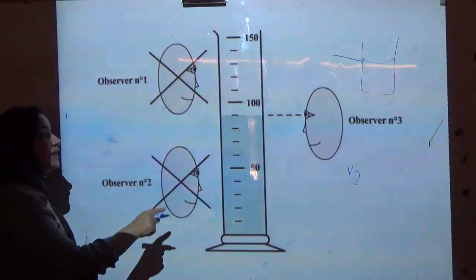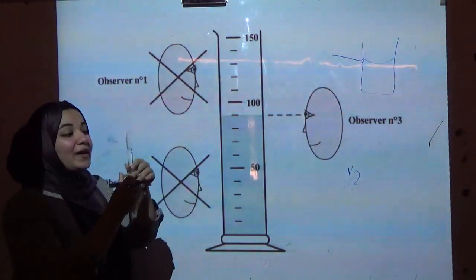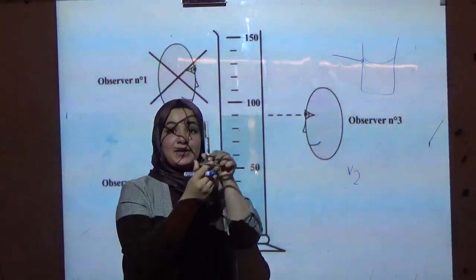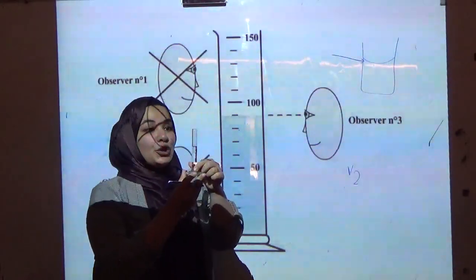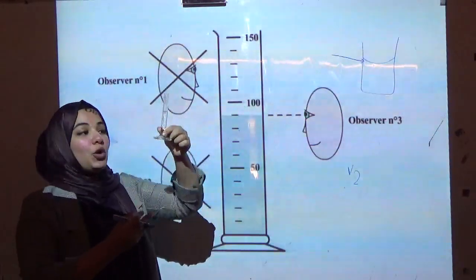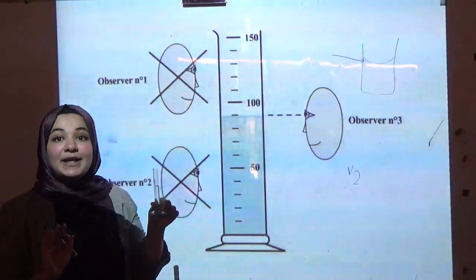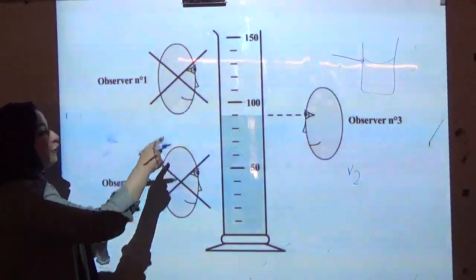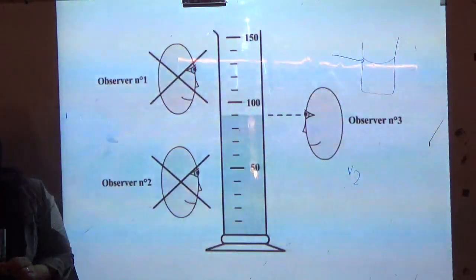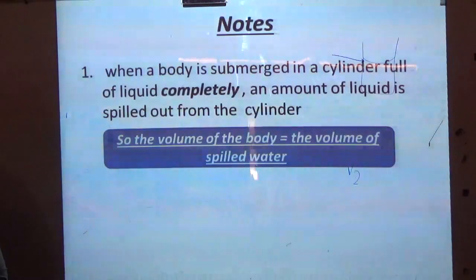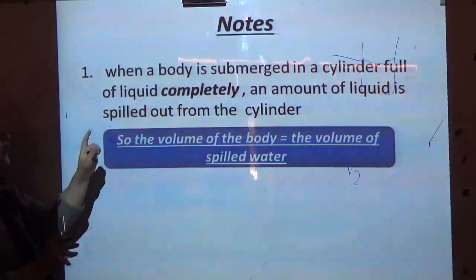How can I read the volume of a liquid? I have liquid in a graduated cylinder. I should not look from above or below. I should look in a horizontal position to get the correct reading of the volume of the liquid. So this is how I can measure the volume of a liquid.